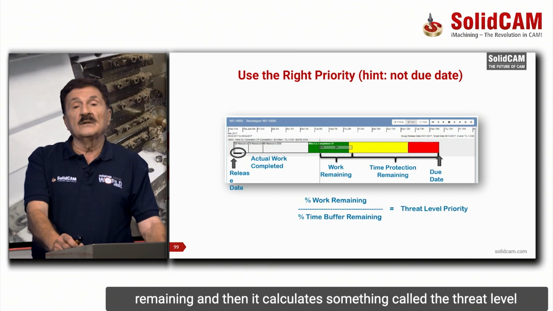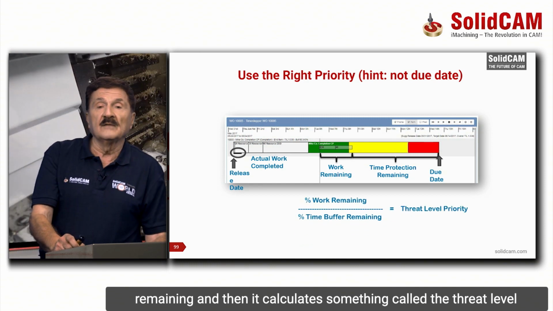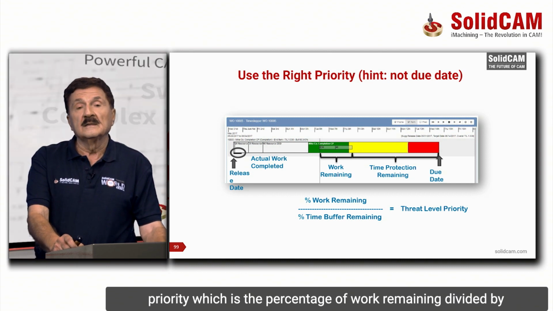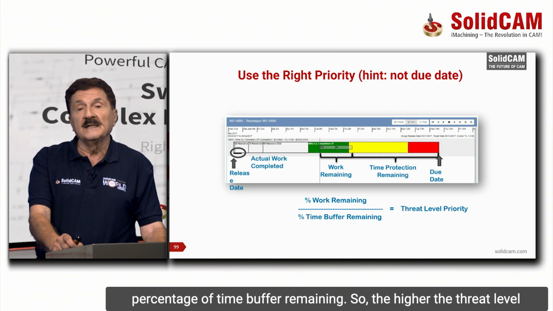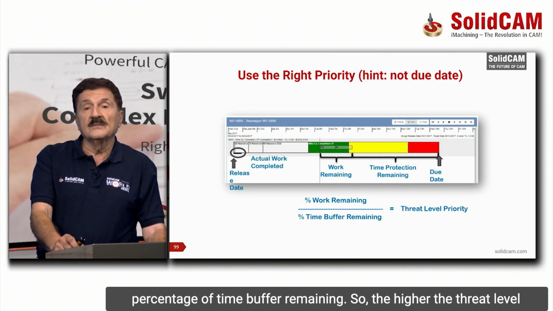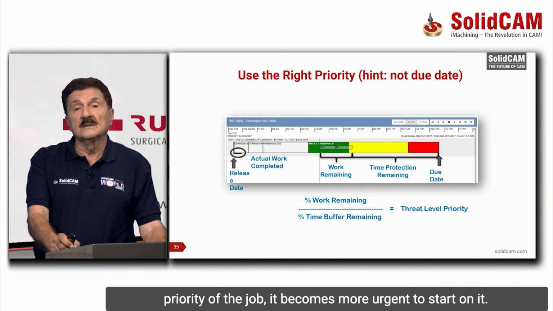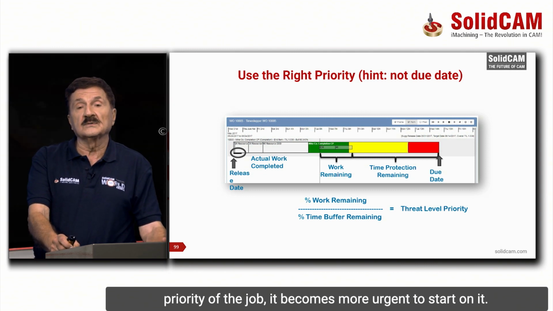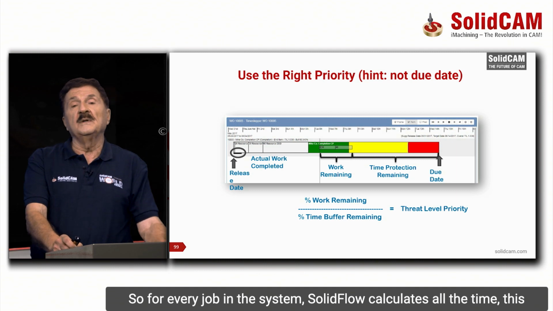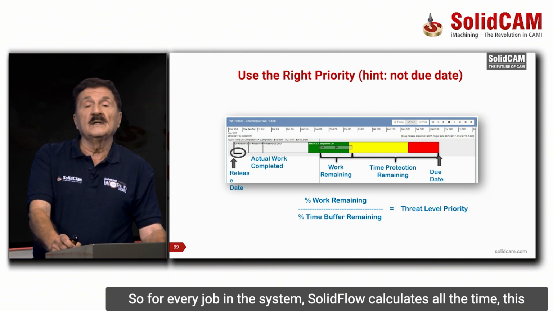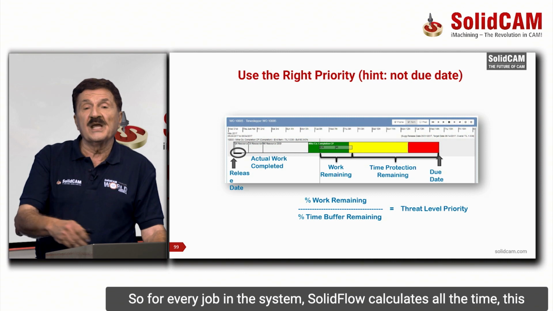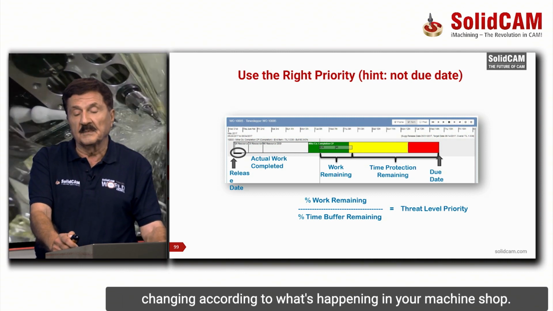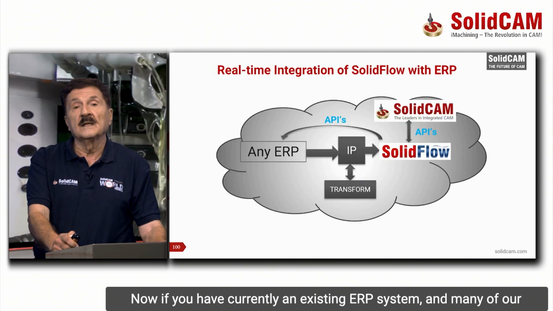And then it calculates something called the threat level priority, which is the percentage of work remaining divided by percentage of time buffer remaining. So the higher the threat level priority of the job, it becomes more urgent to start on it. So for every job in the system, SolidFlow calculates all the time this changing threat level priority. This is not something constant. It's always changing according to what's happening in your machine shop.